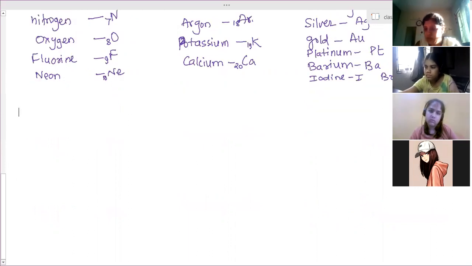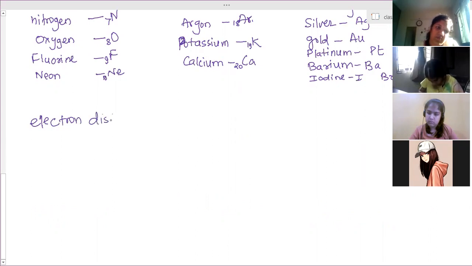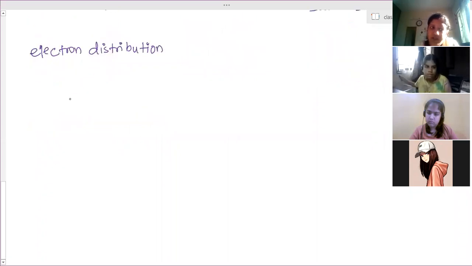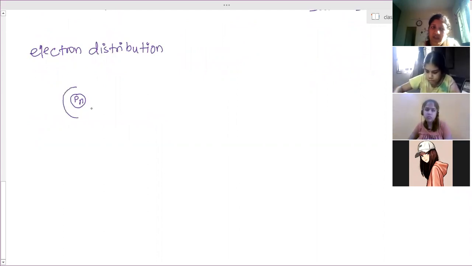How the electrons are distributed in different shells. So there is a rule. First, electrons are present. Electron distribution in different shells. Now you know the structure of an atom. At the center is the nucleus where protons and neutrons are present, and electrons are present in these orbits.